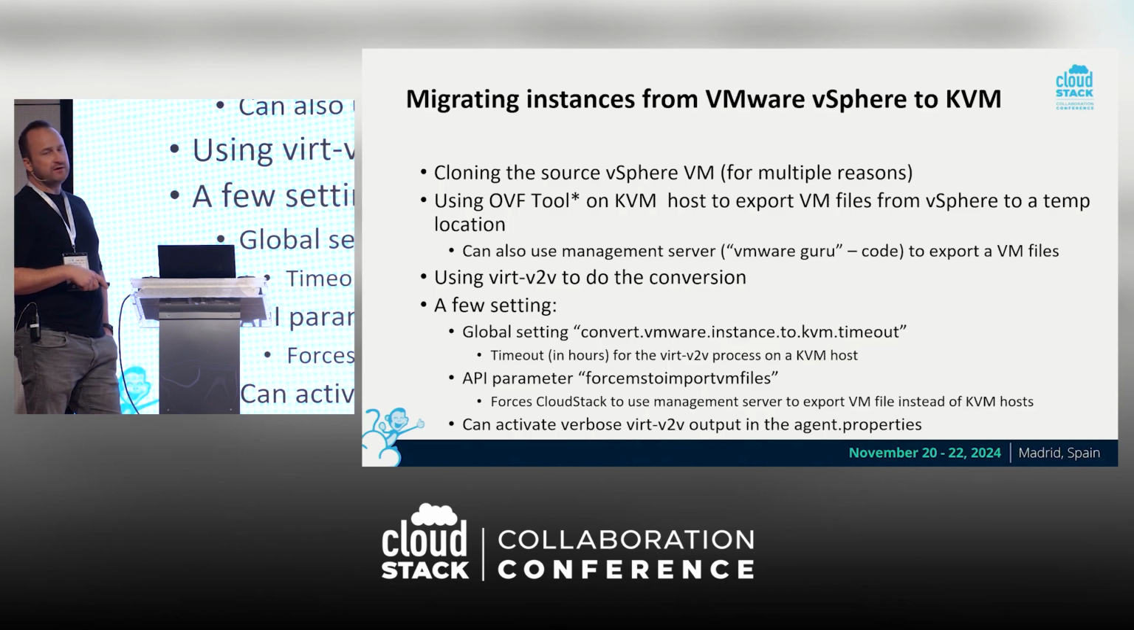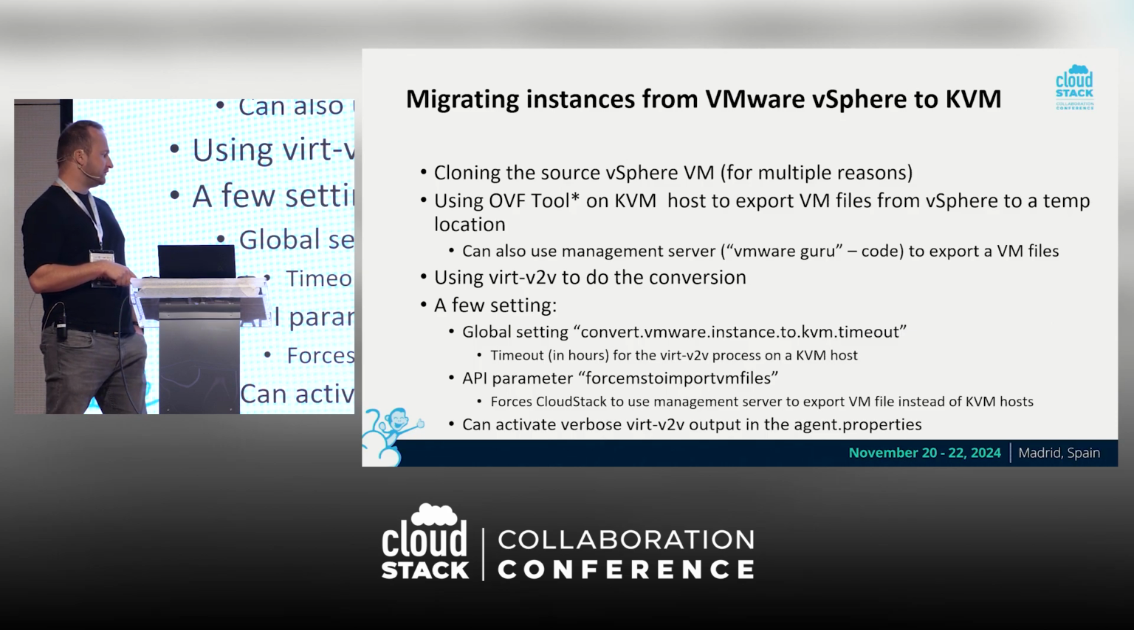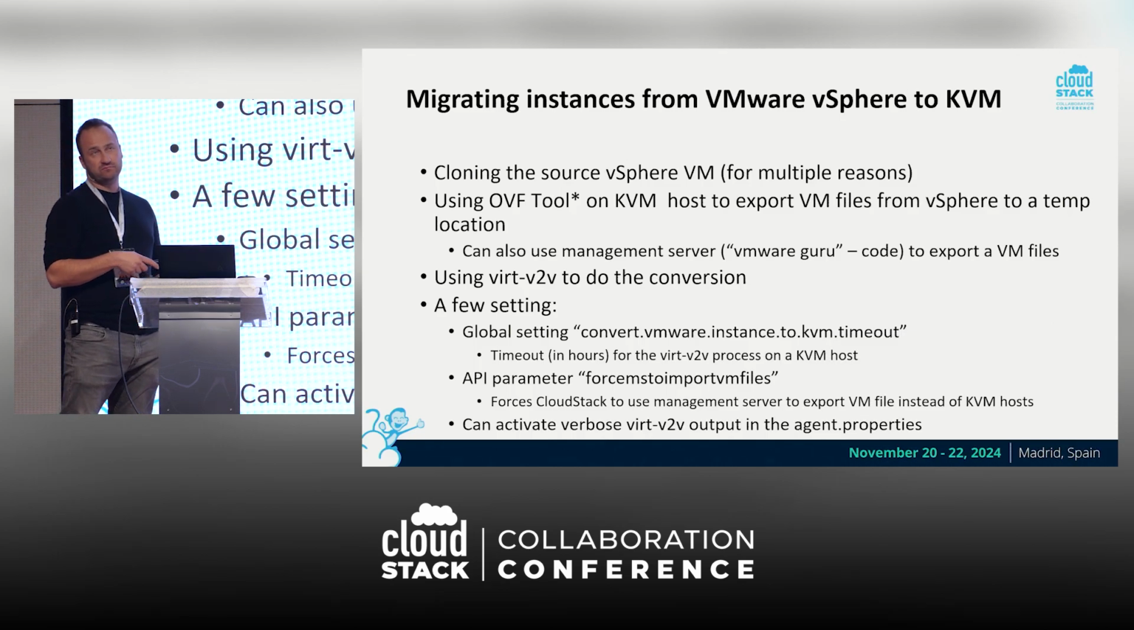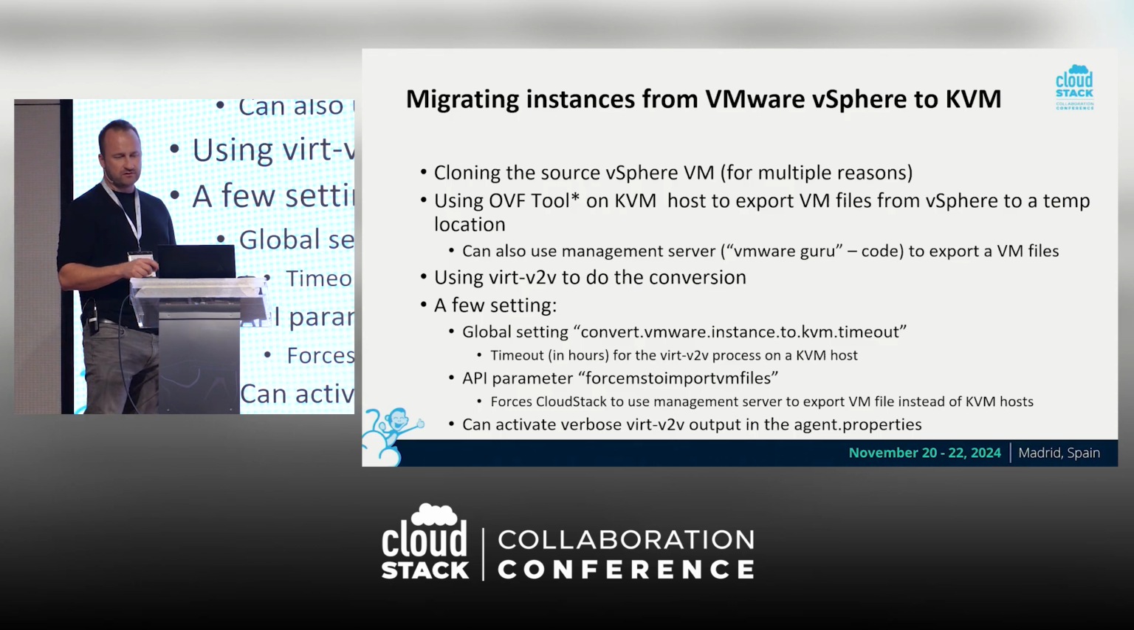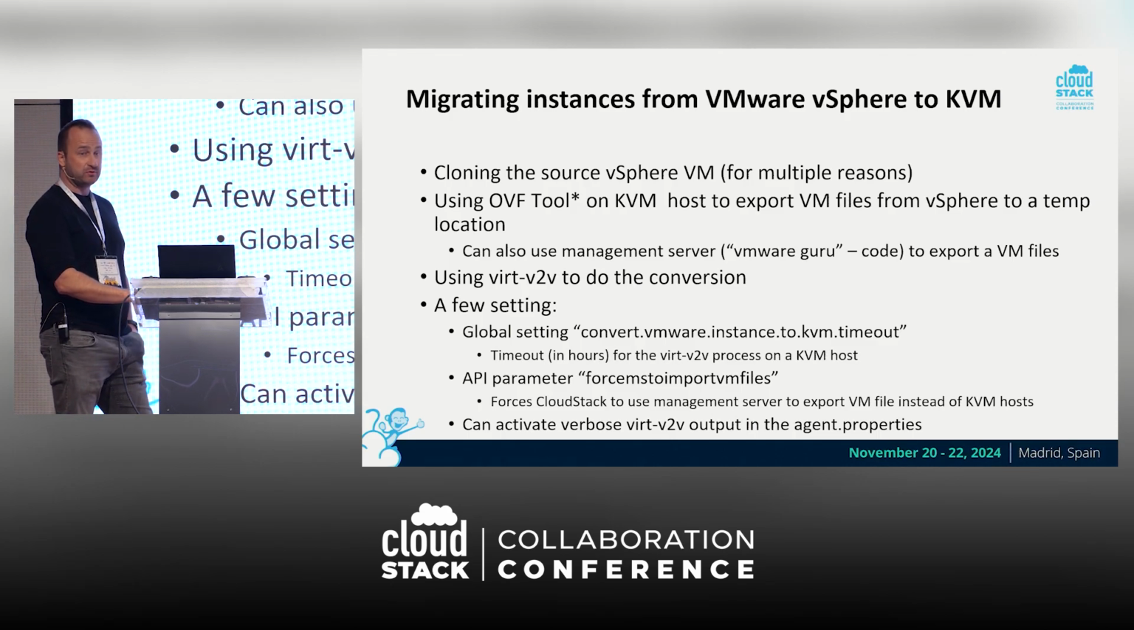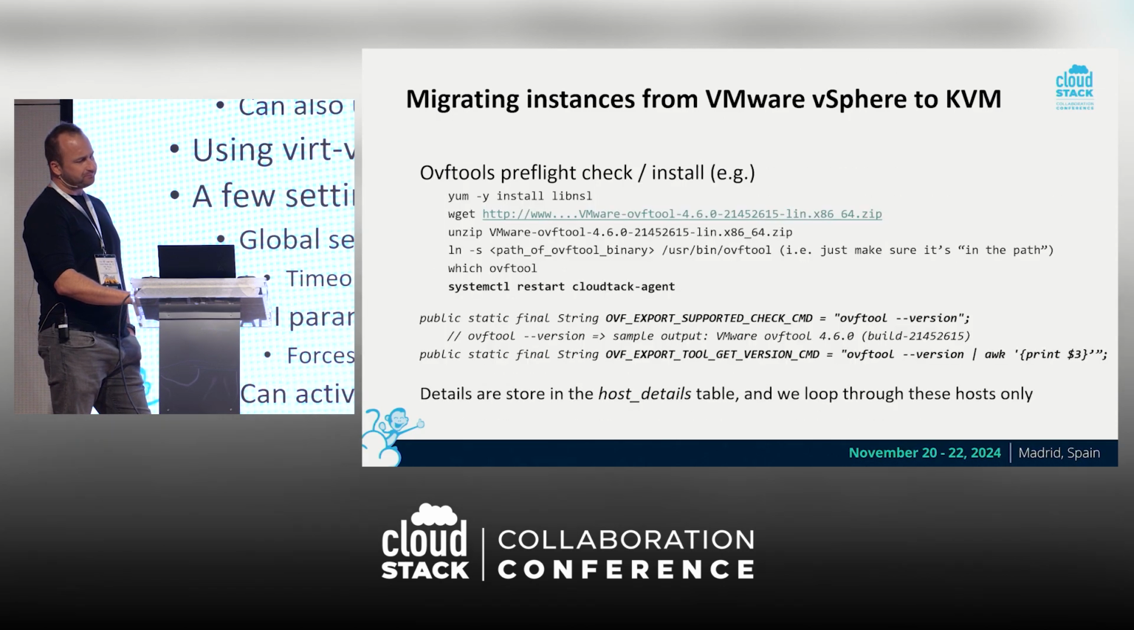And also what's worth mentioning is, in case you're having issues or failed migrations, you can activate the verbose logging of the virt-v2v tool by using agent properties. Again, I'm not sharing exact lines and stuff. It's all in the documentation, but it's important to know what's possible and what's not possible.